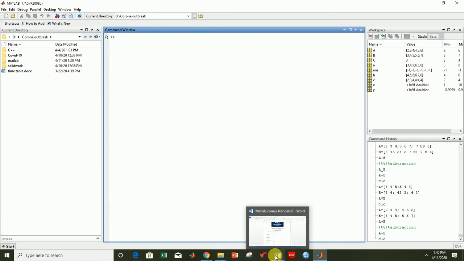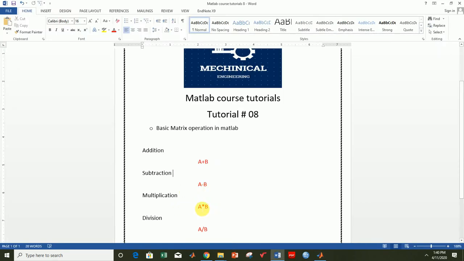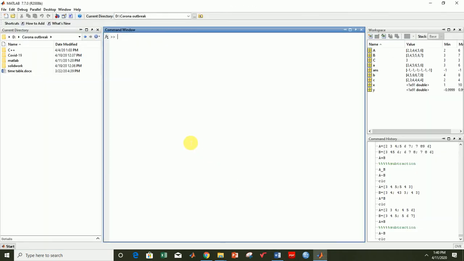Now coming toward the other one, which is multiplication. You multiply two matrices with just the asterisk sign, but you have to remember that in multiplication the number of columns of the first matrix must be equal to the number of rows of the second matrix, otherwise it will give you an error. So keep in mind that my first matrix's columns must be equal to my second matrix's rows.